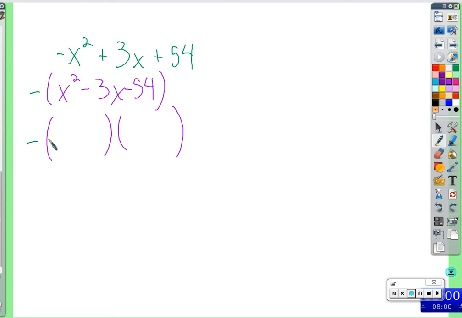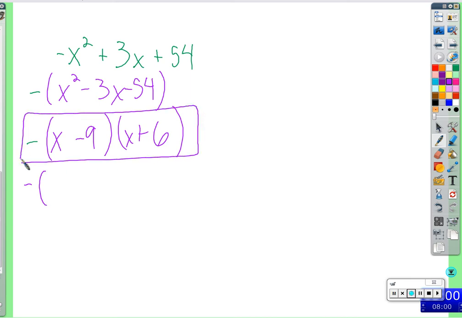So given that we're factoring x squared minus 3x minus 54, we find a way to factor that. Anybody have that? X minus what was it? 9. X plus 6. Okay. We multiply this out. We'll leave the negative alone for a second. We're just checking now. We think this is the answer.